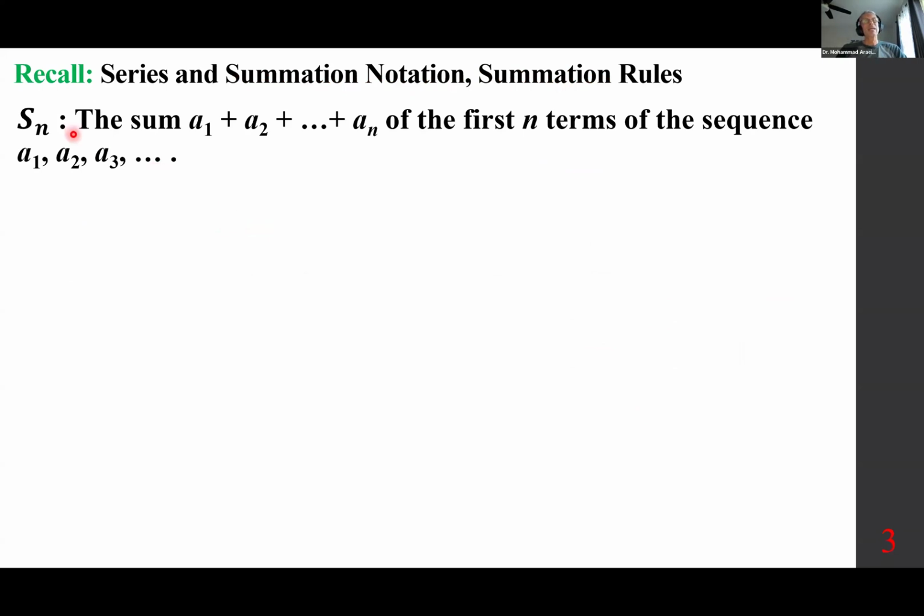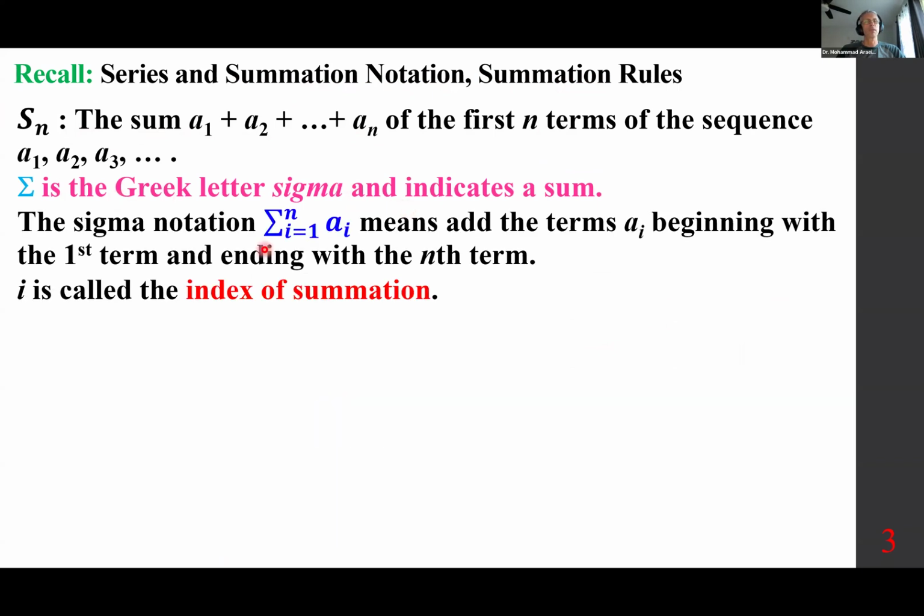Recall, S sub n is the sum of a sub 1 all the way to a sub n, the first n terms of the sequence. This is sigma, the Greek letter sigma, and it indicates a sum. The sigma notation, summation of i going from 1 to n of a sub i, means add the terms a sub i beginning with the first term and ending with the nth term. i is called the index of summation.